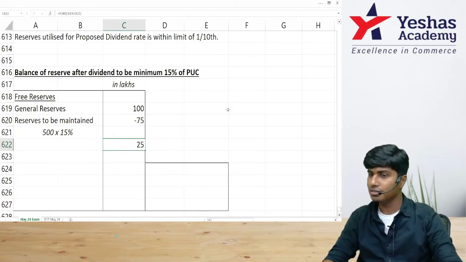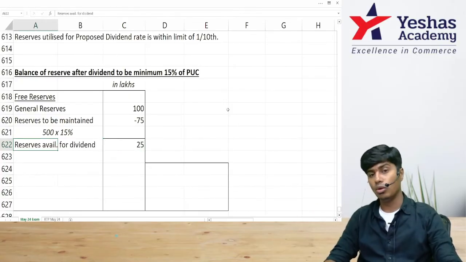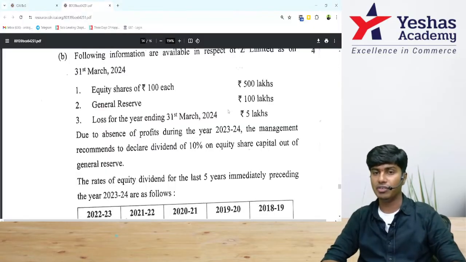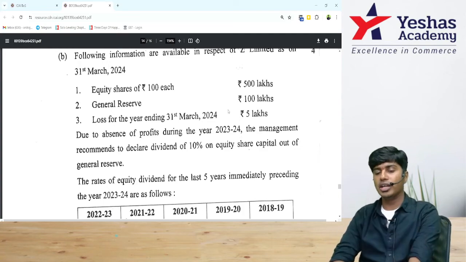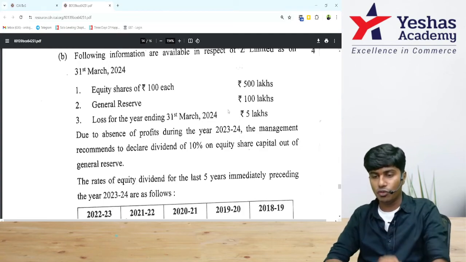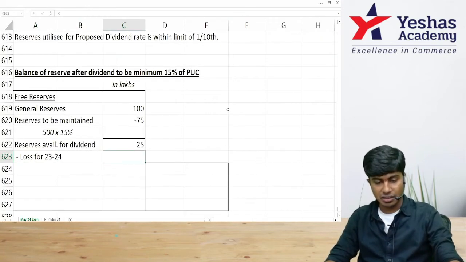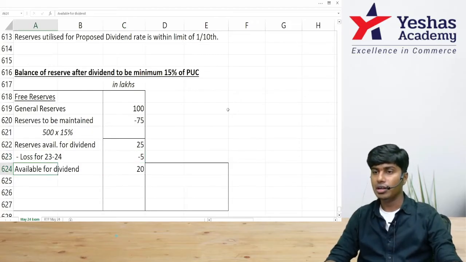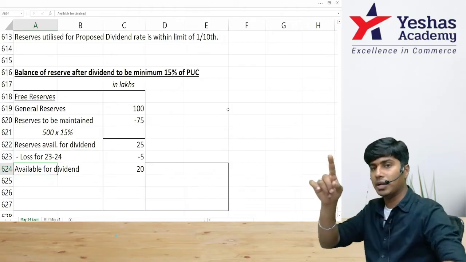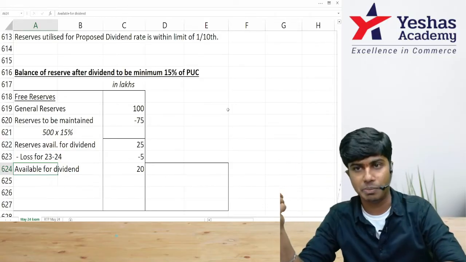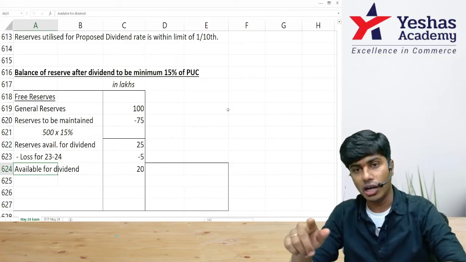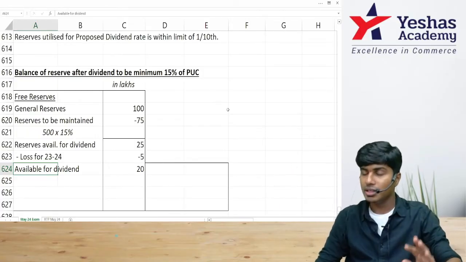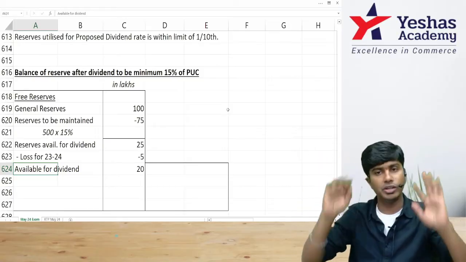Reserves that can be utilized is, can I use full 25? No. First I should adjust current year loss. What is the loss for 2023-24? They have given loss for the year ending 31st March 2024 is 5 lakhs. I will deduct 5 lakhs from this. How much is the amount available for declaring dividend? Now, either convert this 20 to percentage and compare with the proposed dividend percentage of 10, or convert the 10% to number and then compare. I will show both methods. In the exam, whatever strikes your mind, you can use that.